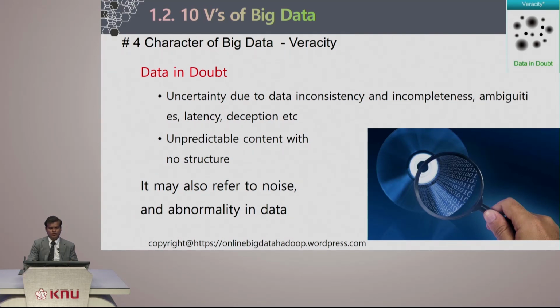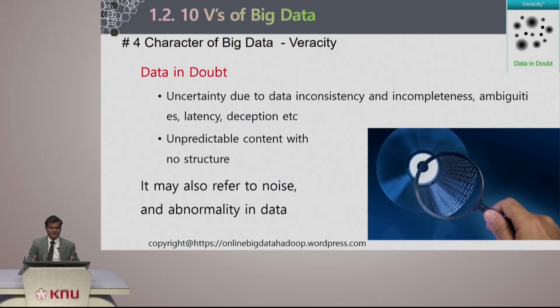Then comes the veracity. In other words, data in doubt. There is certain uncertainty due to data inconsistency, incompleteness, ambiguities, latencies or deceptions. So how certain is your data? Is it reliable? Is it predictable? Does it have any abnormality in the data? How do we know that? So that's the question of veracity.